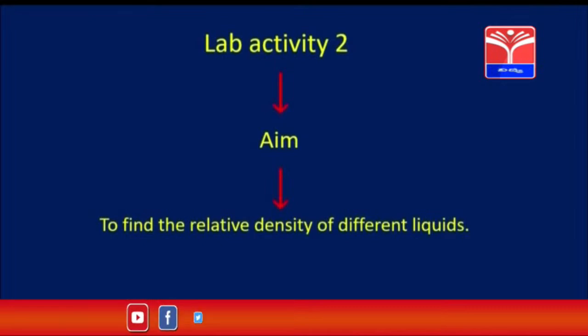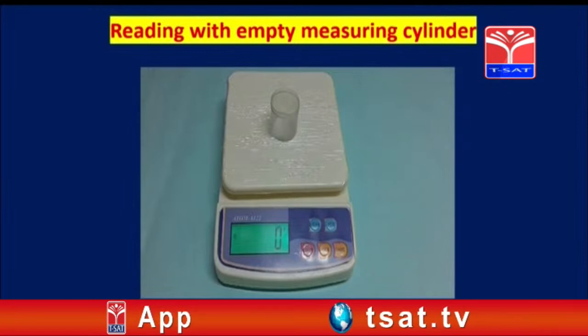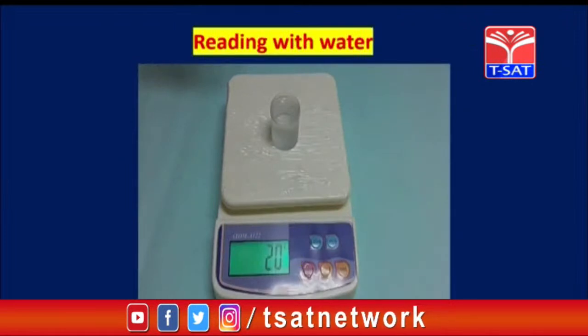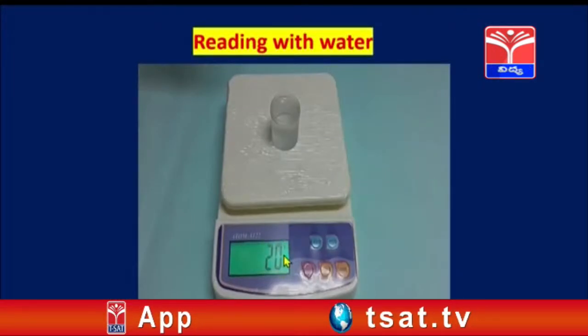This is an easy experiment. First, you take an electronic weighing machine and take the reading with an empty measuring cylinder. You can see, children, we have an empty measuring cylinder. What is the weight of the empty measuring cylinder? It is 0. Now, fill it with water. You can observe, we fill it with water. Now, what is the weight? 20 grams. Right?